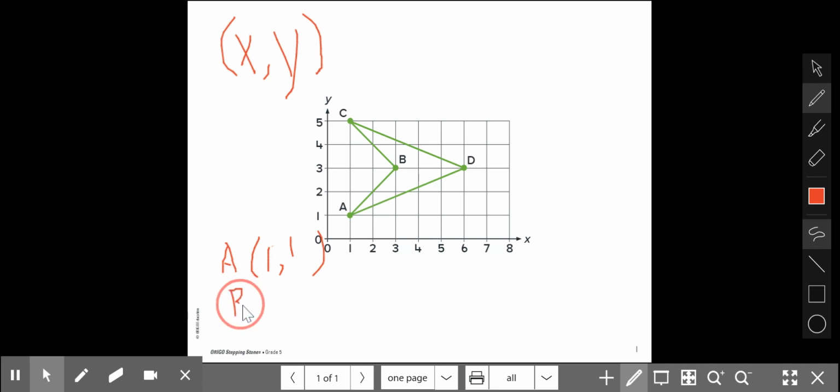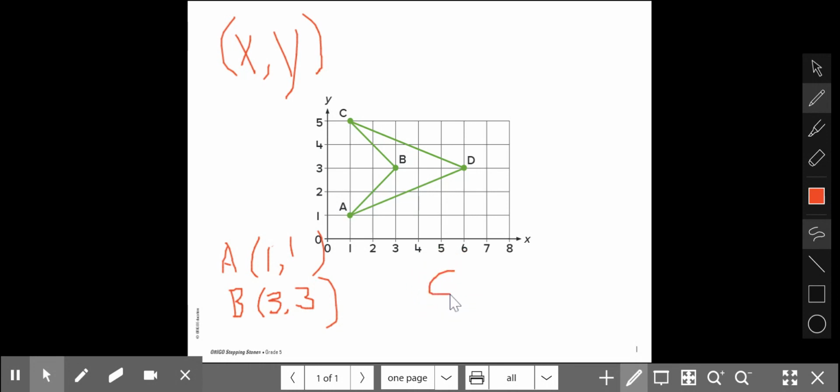B. If we go to this letter B, we go straight on down, and we see that the first number is a 3. That's on the x-axis. We go back up to the B, and we go straight over to the left, and we find that it is an ordered pair where the numbers are 3 and 3.